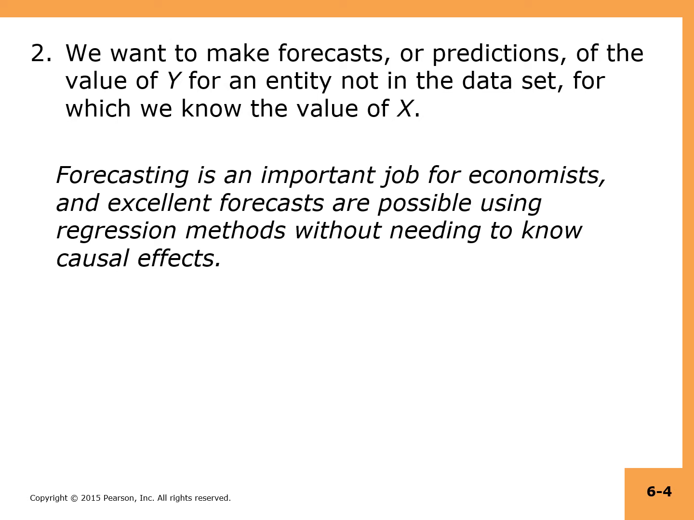The second answer is that we want to make forecasts or predictions of the value y for an entity not in the data set, for which we know the value of x. So in our policy question, we may want to know the average test score for a school district for which we know the student-teacher ratio. Knowing the student-teacher ratio would help you predict the potential average test score. This is an important job for economists, and it's possible to make predictions without knowing the causality.